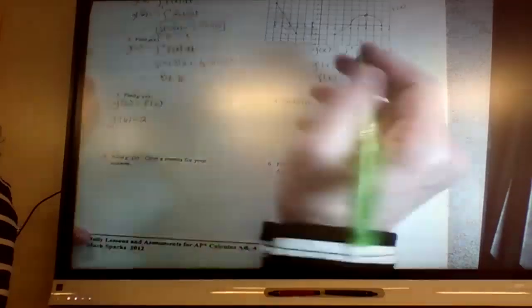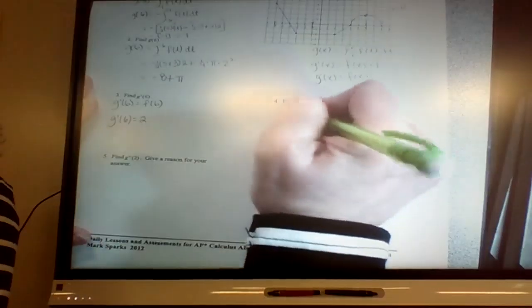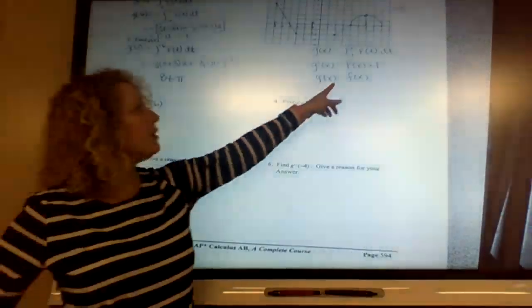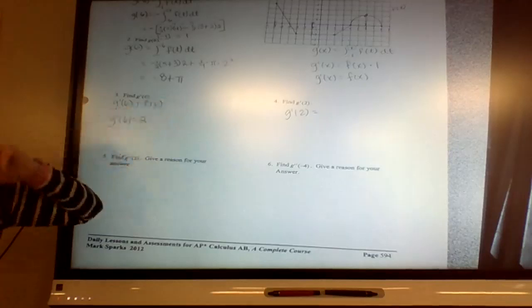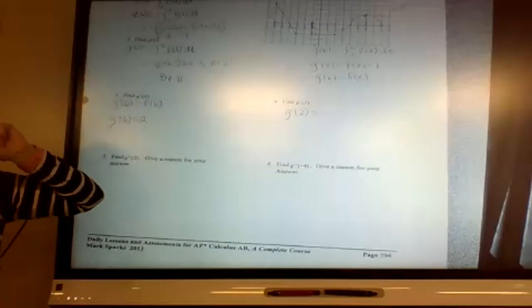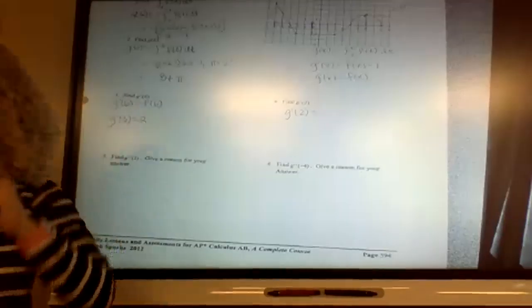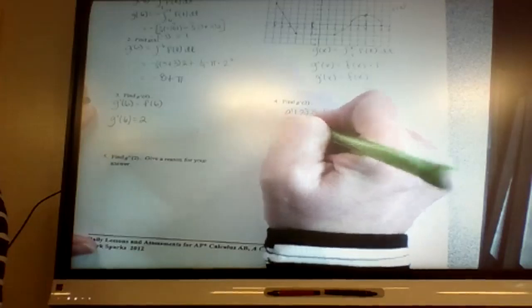Over here, g prime of 2, because we did the work here. Like, we're not just jumping into this and it's just equal. We did the work yesterday. Excuse me. G prime of 2 would equal f of 2. So g prime of 2 equals what? -2.